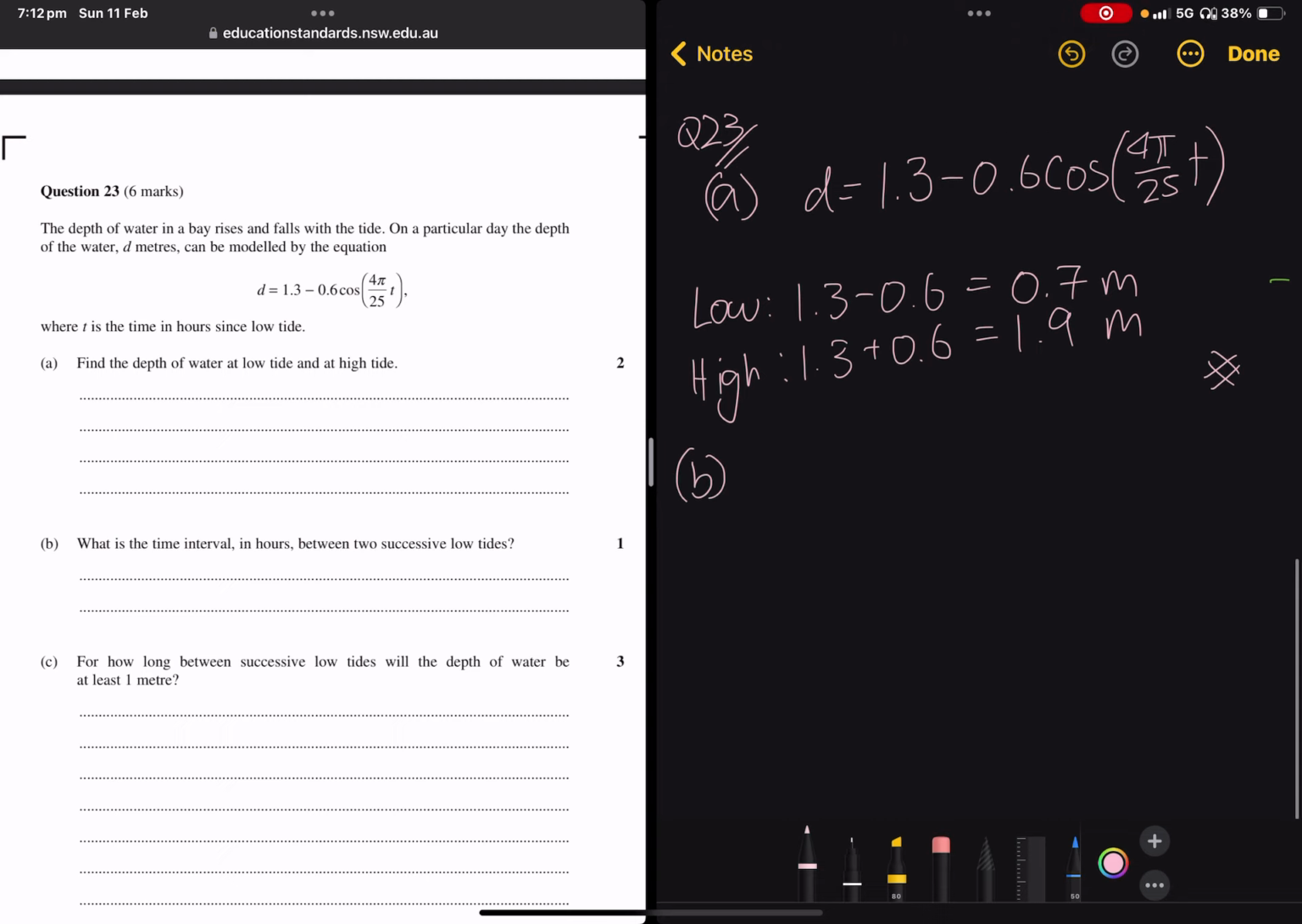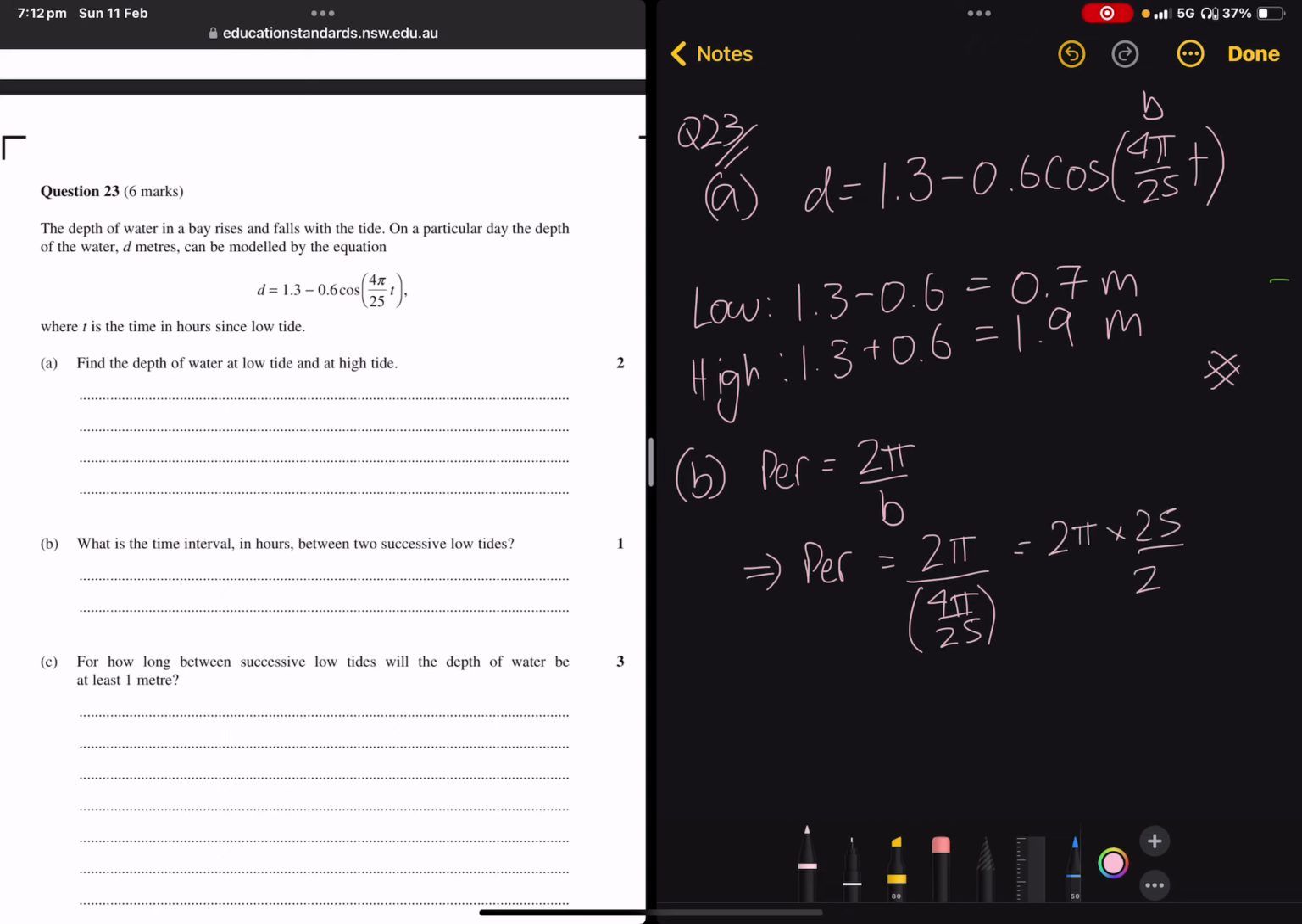In part B, we're told, what is the time interval in hours between two successive low tides? So we just want to know the period. The number in front of the t is b, and we know that the period is equal to 2 pi divided by b. This b value is sometimes called the period number or the periodicity. So we have period is equal to 2 pi divided by 4 pi on 25. Invert and multiply. We get 2 pi times 25 on 4 pi. The pi's cancel. That's 50 on 4.